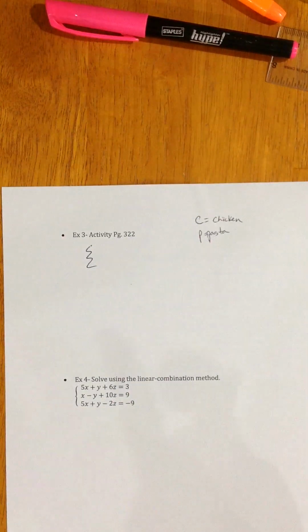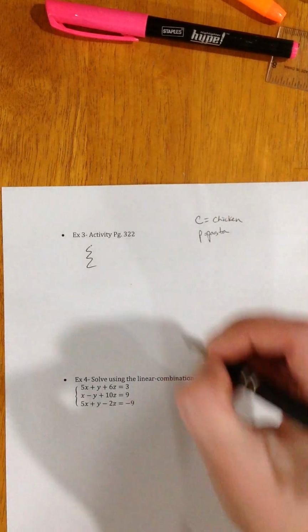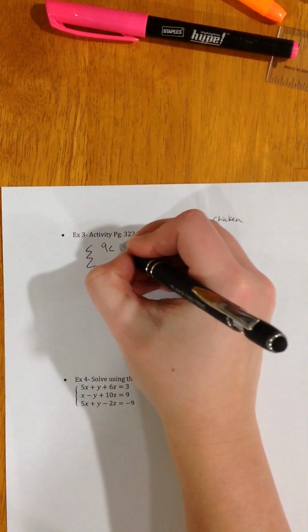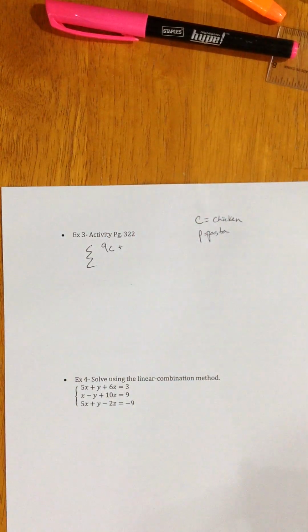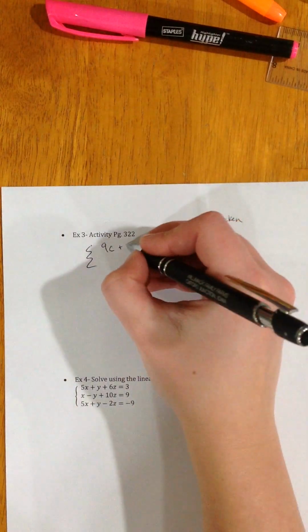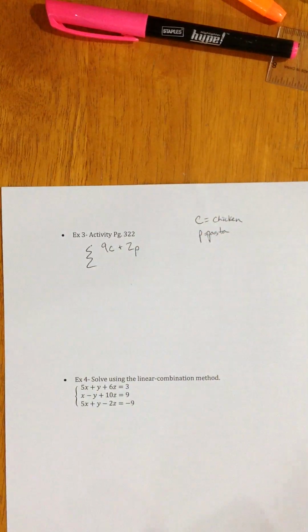Okay, so we've got one there for our protein information. So protein for chicken is 9, so I'm going to go 9C, plus our protein for the pasta with the sauce is 2, so 2P with the pasta.